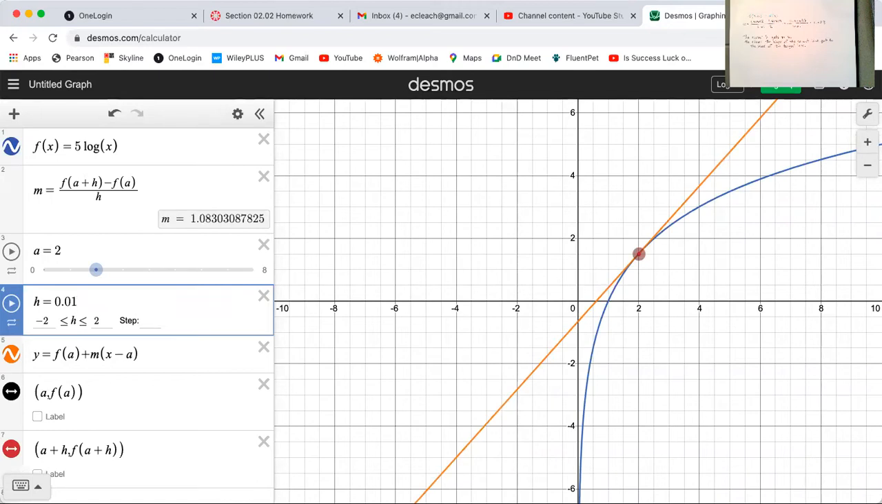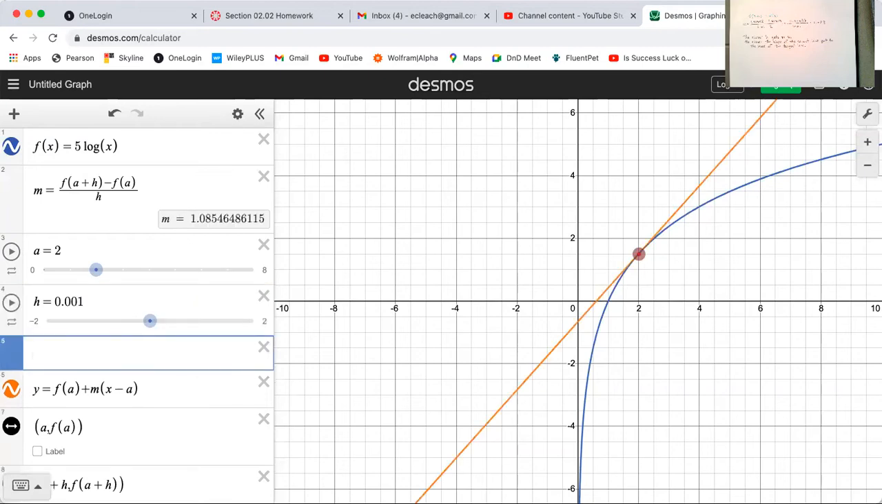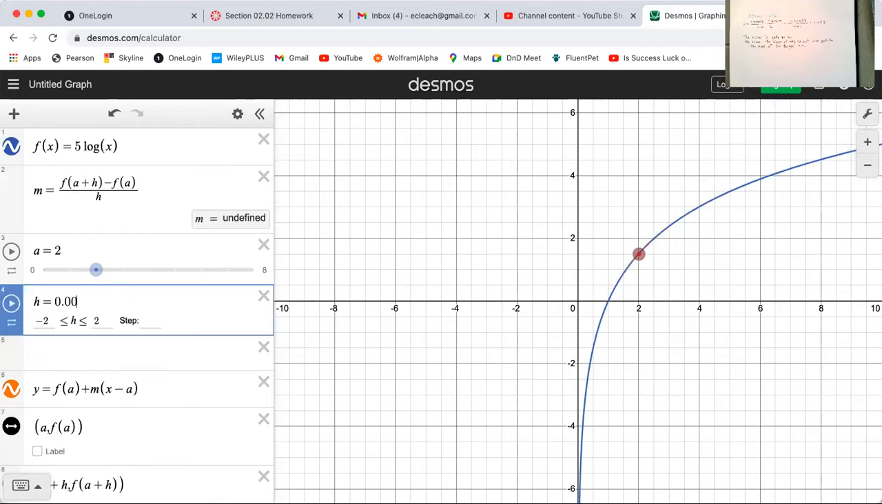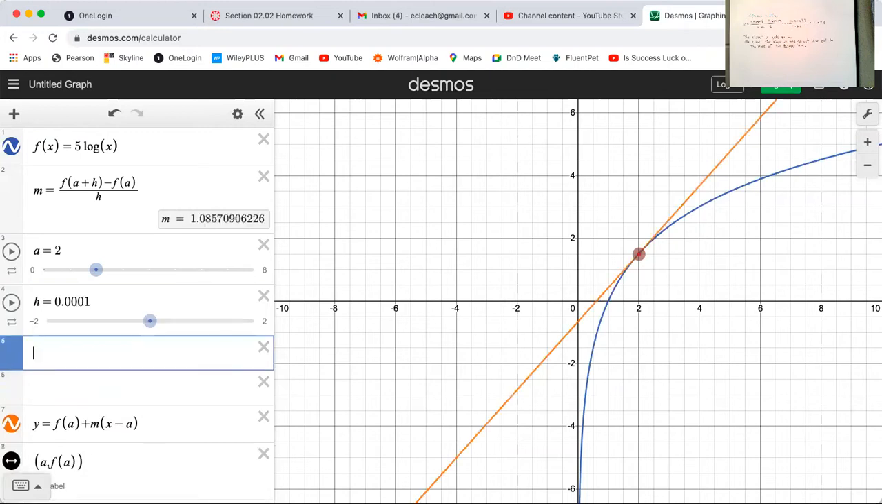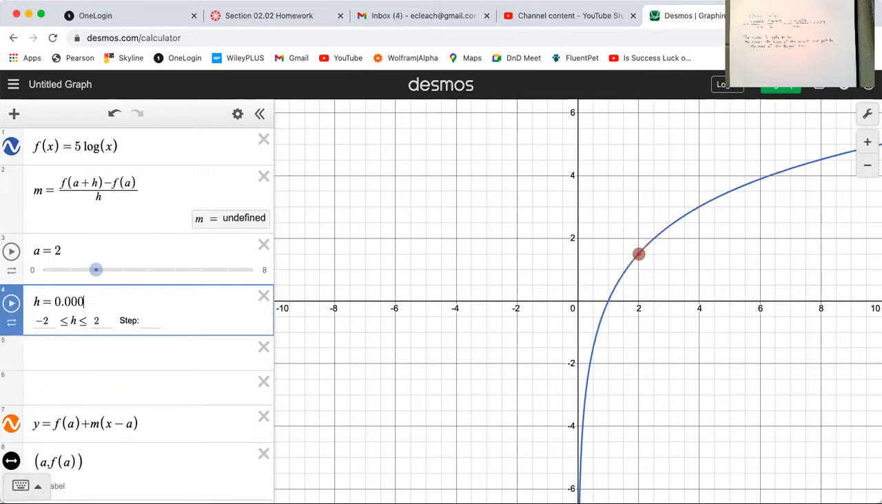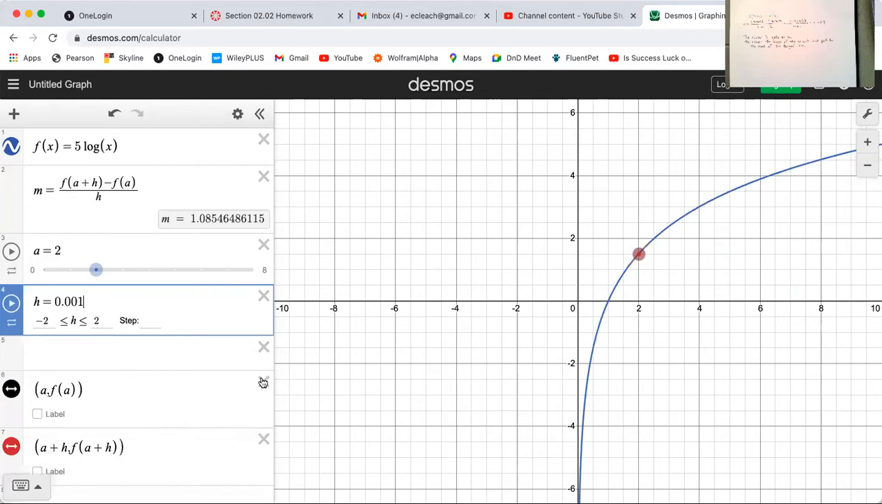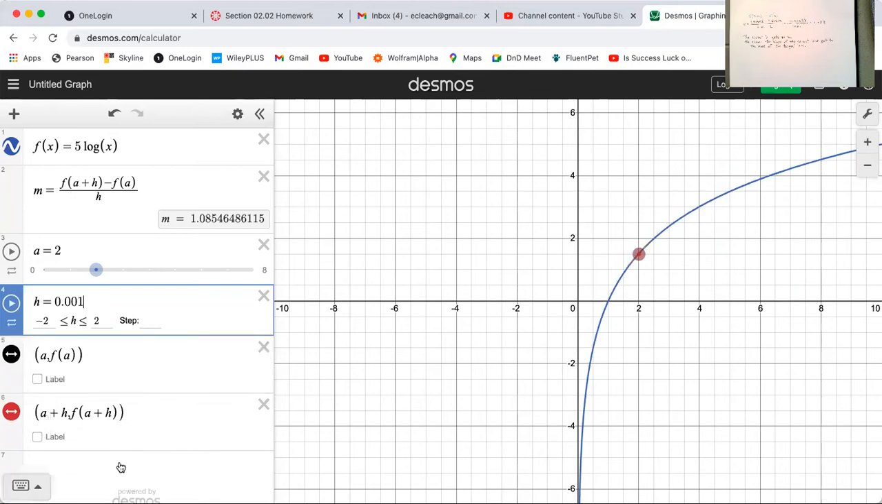So now we want to make sure if this is the closest. If I go a little closer, it's 1.085. 1.0857. So it looks like that 5 is not going to change. 1.0857 again. 1.0857. So it looks like if we need it to the nearest hundredth, h needed to be to the nearest thousandth, because that's when we got a 1.08, or rounded 1.09. Oops. I accidentally deleted my tangent line.